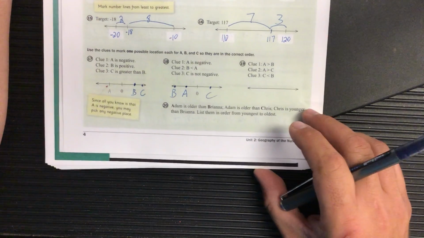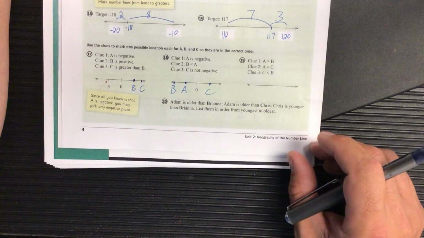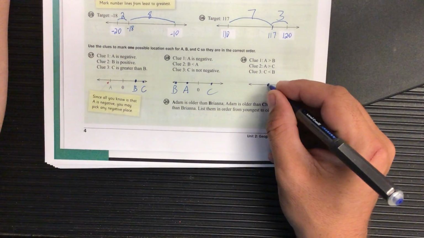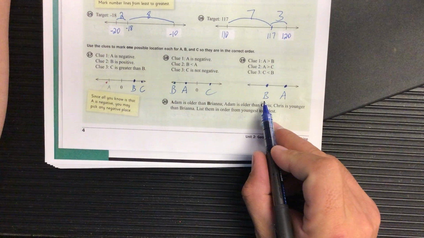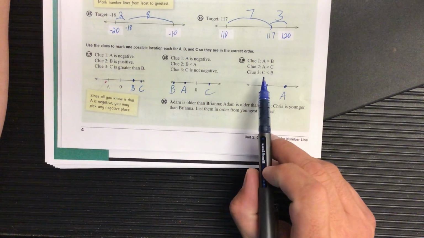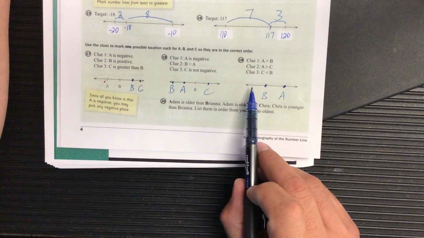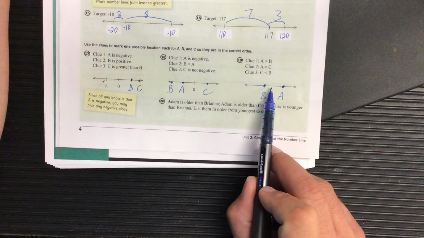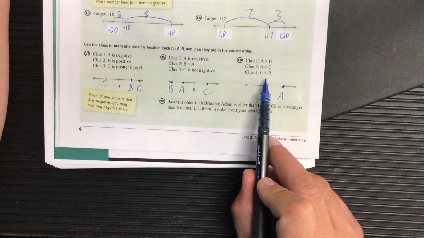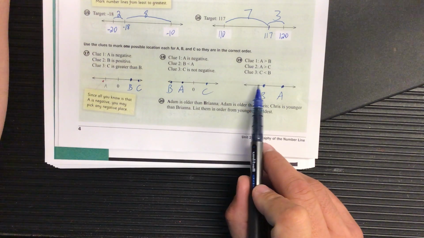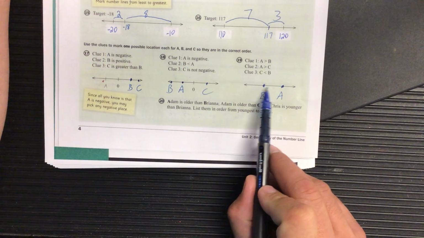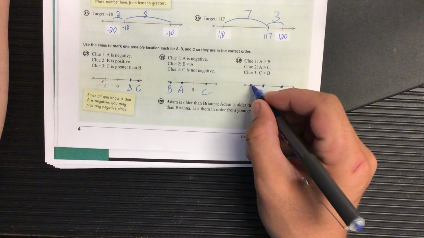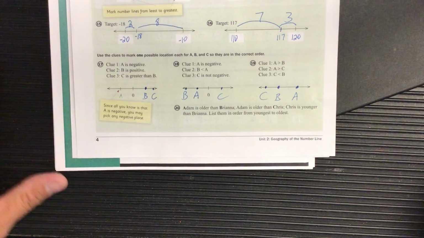Okay, 19. Clue 1, A is bigger than B, so A is way on the other side. We'll go A here and B. Clue number 2, A is bigger than C. So right now, C is going to go over here. I don't quite know where it should go yet. Clue number 3 says C is less than B, so here or here if C is less than B? Left side, yes. That's the order they should be in.